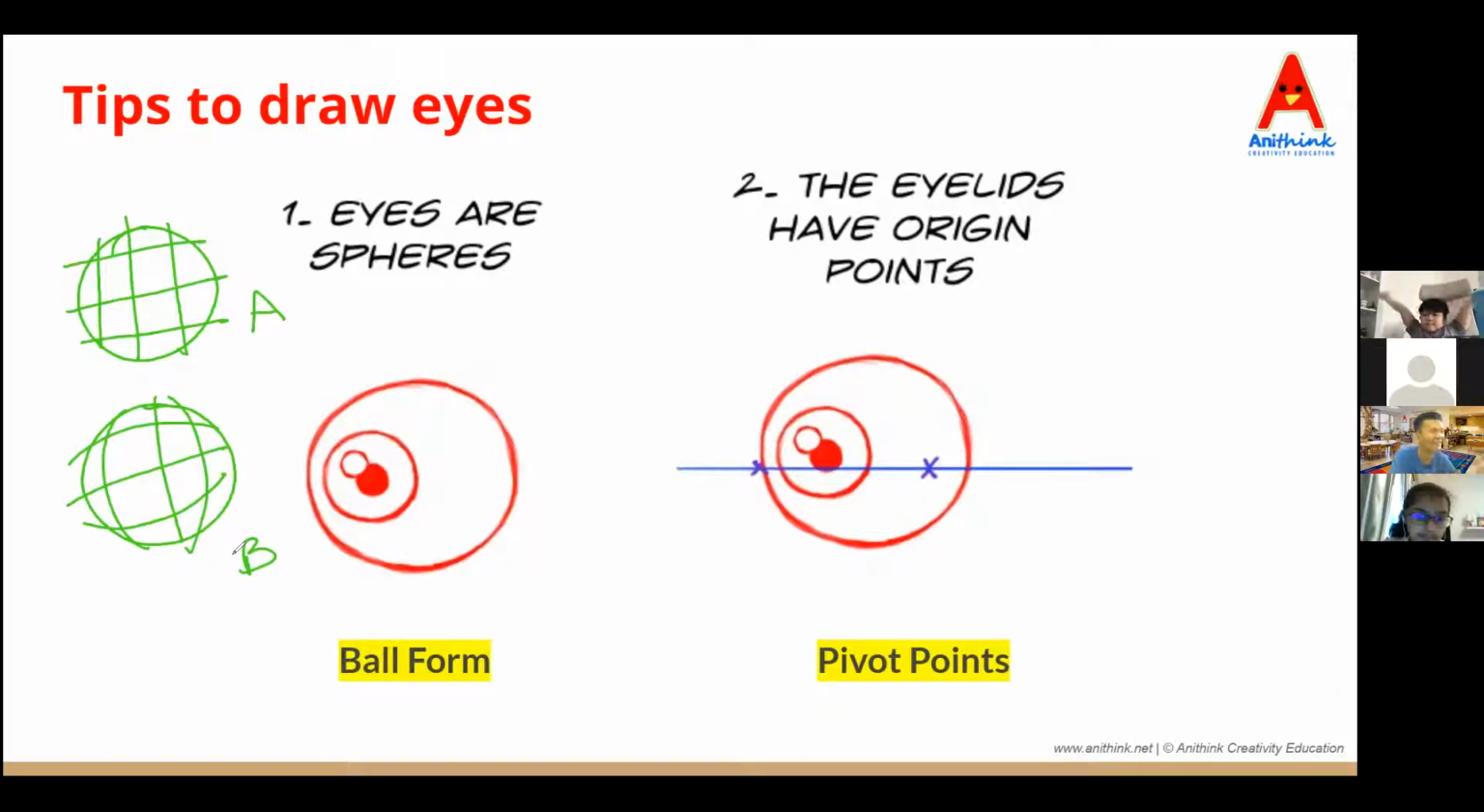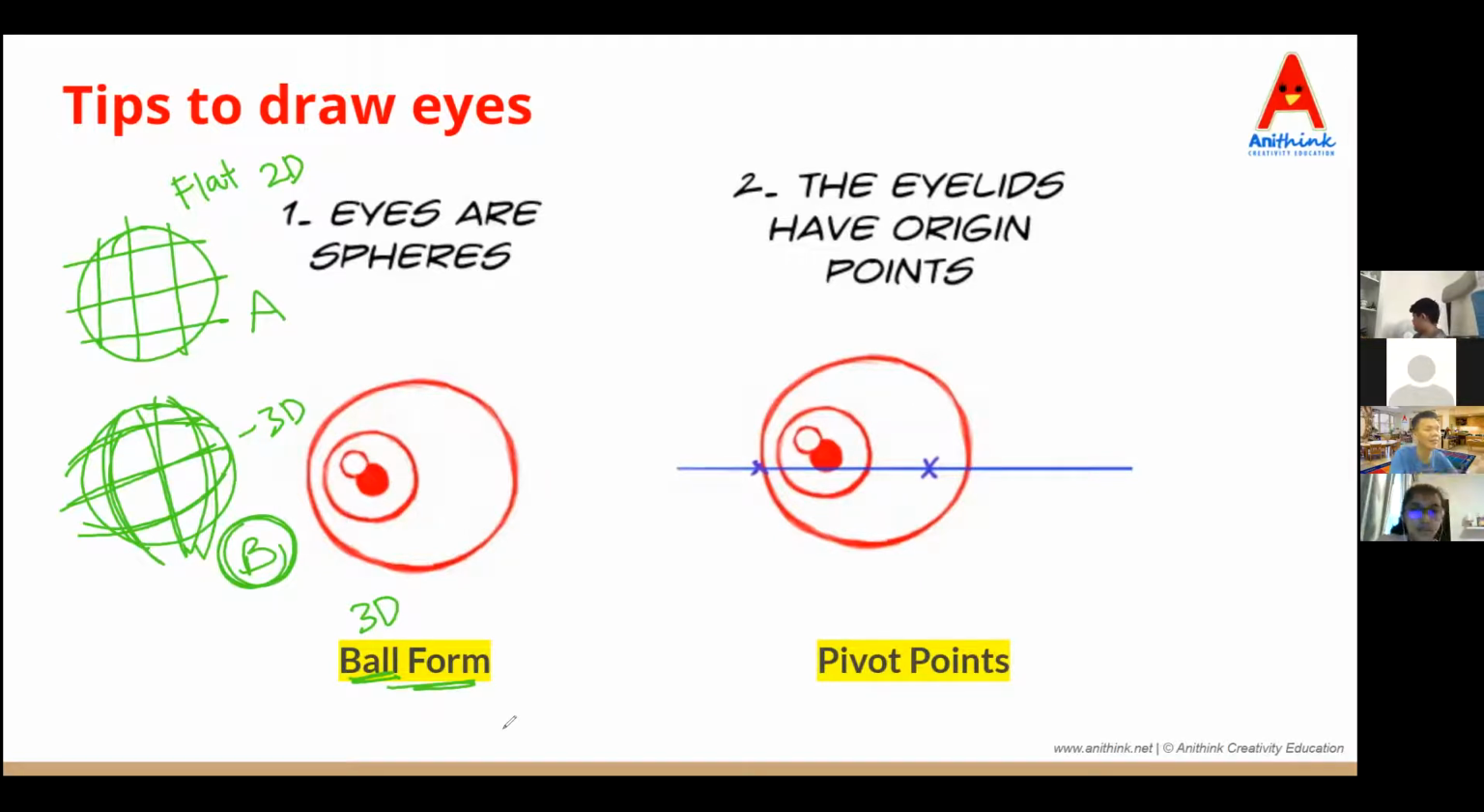The ball is actually a 3D form. Which one looks 3D to you, A or B? B. Yes, B is correct. This one is flat, this is 2D. This one is 3D, because the line is curved, so it's more of a 3D form. Got the idea? One is 3D, one is 2D, the ball form.